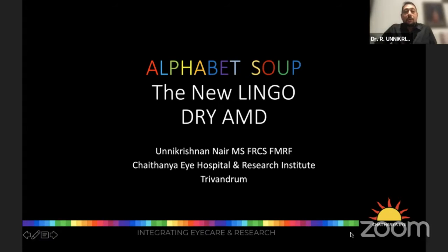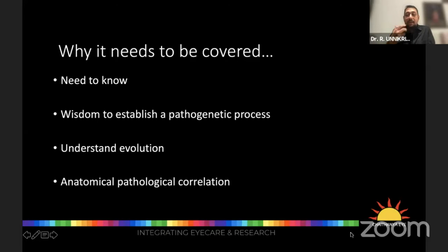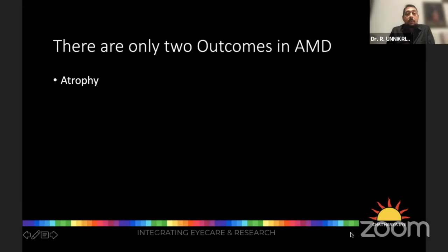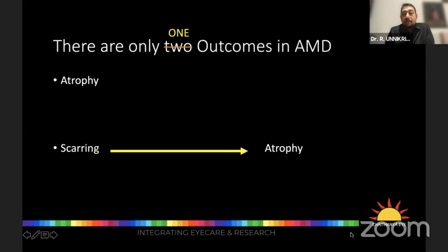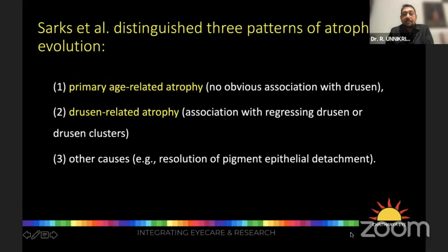So this talk is about the new lingo that we all talk about in retinal imaging. We call it the alphabet soup. I'll be covering mainly the topics associated with dry AMD. Why it needs to be covered is that the name also has a significant description by which we learn the pathogenetic process and understand the evolution of disease, especially in AMD. There are only two outcomes in AMD, atrophy and scarring. But actually there's only one outcome in AMD, atrophy, whether it is direct or secondary to scarring. And the pathway to atrophy can be in the absence or the presence of a CNV.